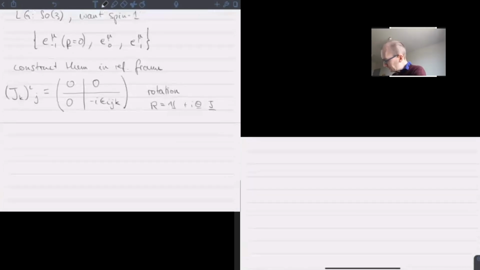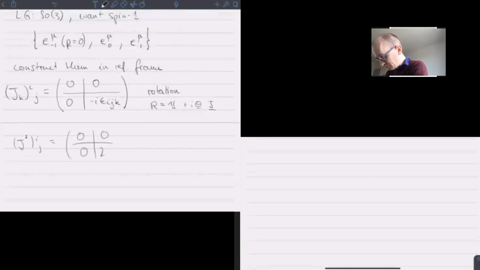And we're interested in the spin 1 representation. So if we look at J squared, well, in this case, of course, this is again J squared IJ. This is just, if you want to cross-check. What you find is that this is 0, 0, 0, and 2 delta IJ.